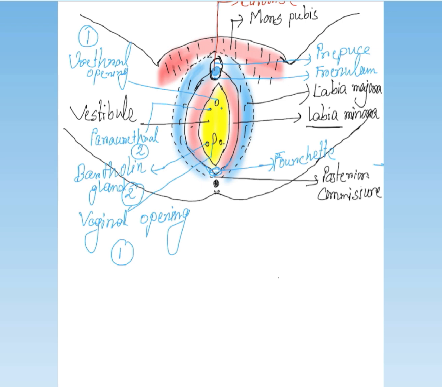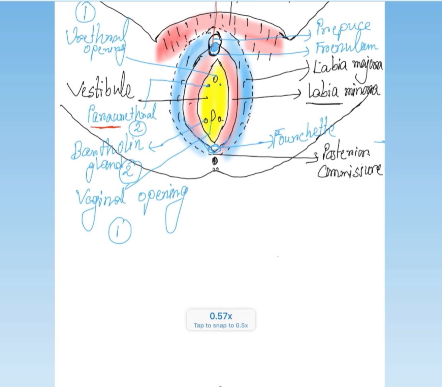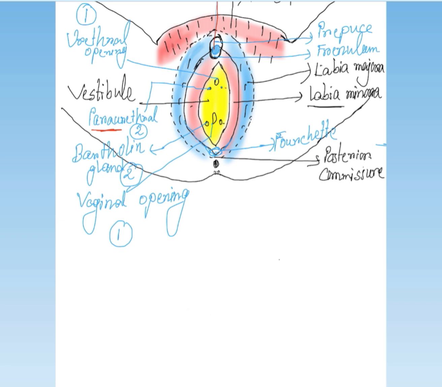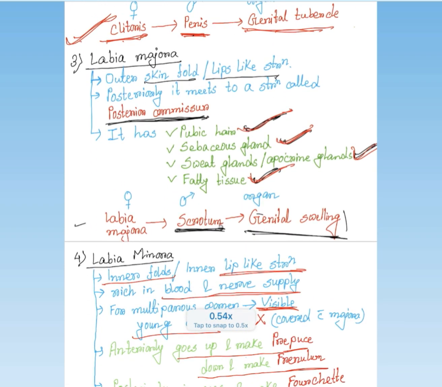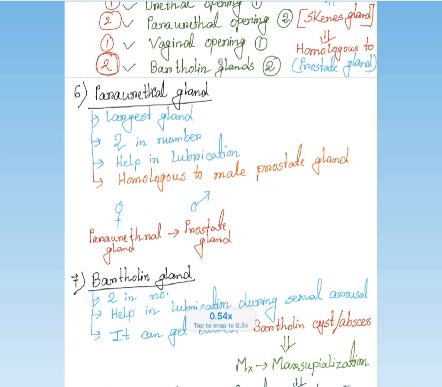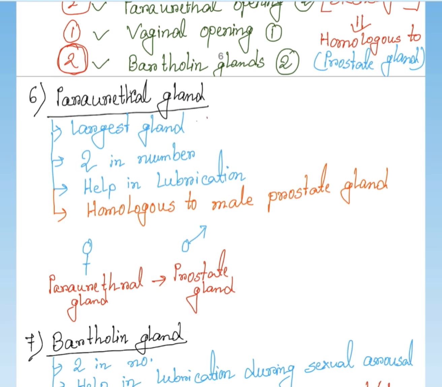Coming to the paraurethral gland. Here is the paraurethral gland. It is situated beside the urethral opening. Here you can see the paraurethral opening. This is the largest gland, 2 in number, and it helps in lubrication. It is homologous to the prostate gland. How will you remember? P for paraurethral gland, P for prostate gland.